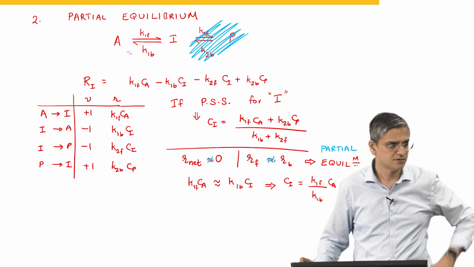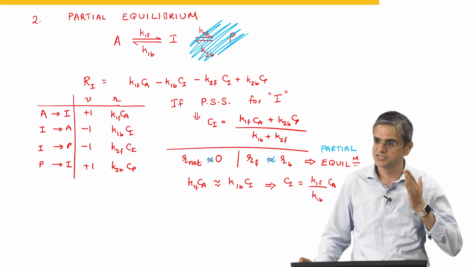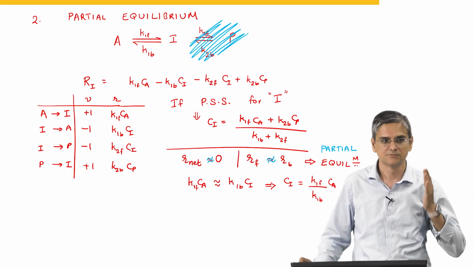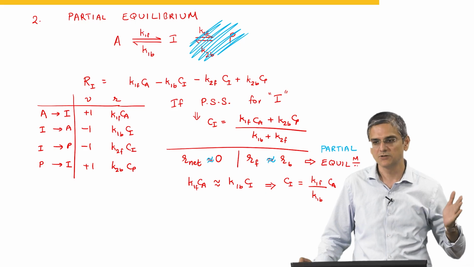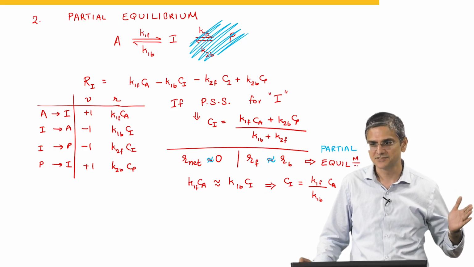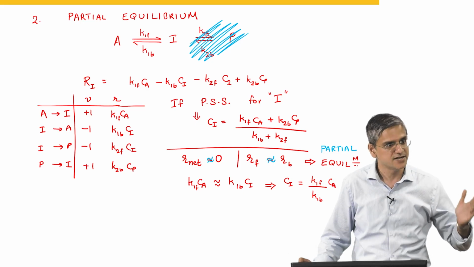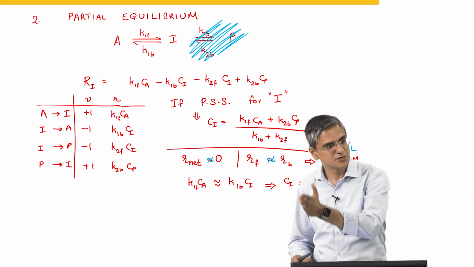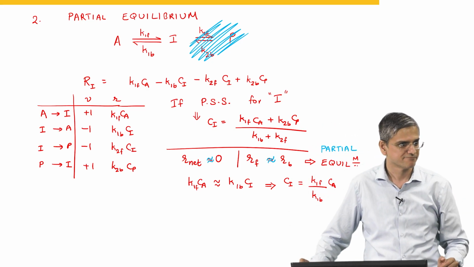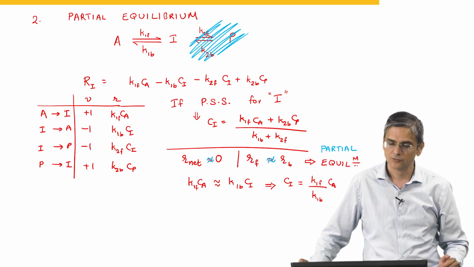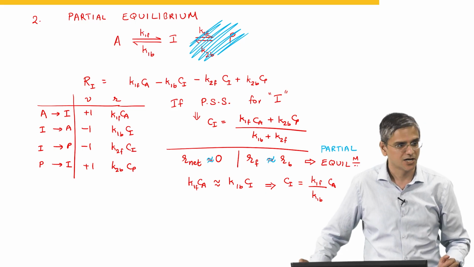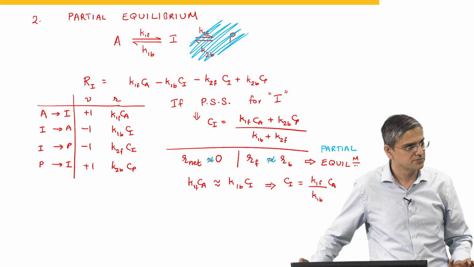Okay. Think about what is happening. I is decreasing with time. So, what will happen to this reaction? There will be a tendency for A to convert to I. Okay. So, now did you get the idea of partial equilibrium?